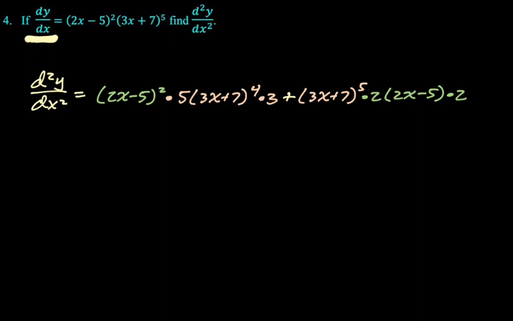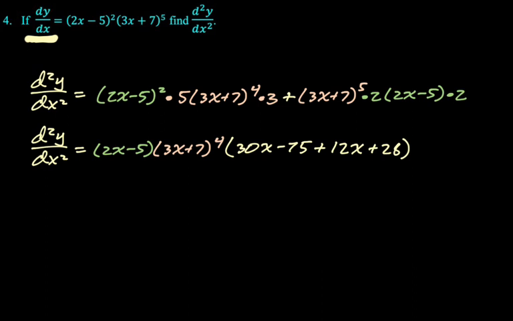I'm not going to make you watch that. So I took out the greatest common factor, which is (2x minus 5) to the first and (3x plus 7) to the fourth. That left me with 3 times 5 is 15 times (2x minus 5). And also, 2 times 2 is 4 times (3x plus 7). So that's what we had to deal with.